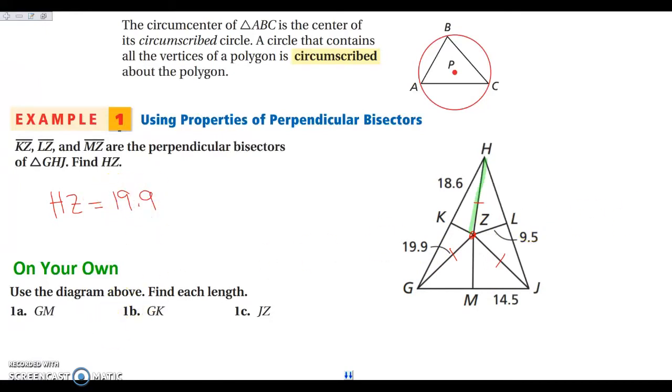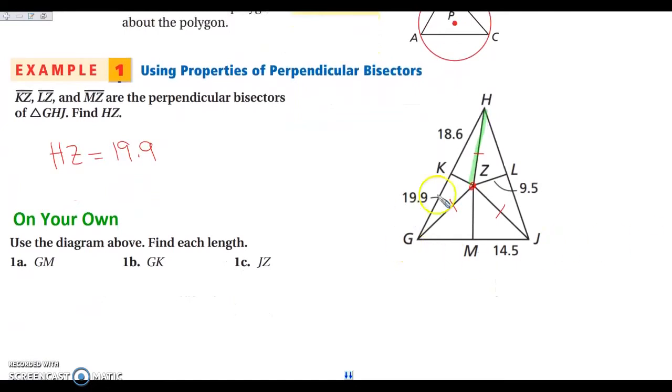Okay, so what I want you to do is go ahead and take a minute and try these three using this picture. So go ahead and pause your video right now. All right, so go ahead and check each of these.